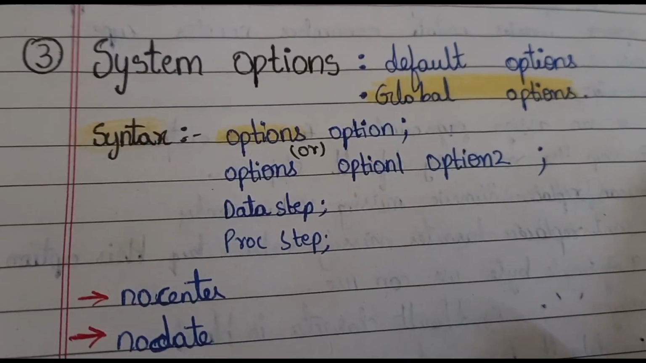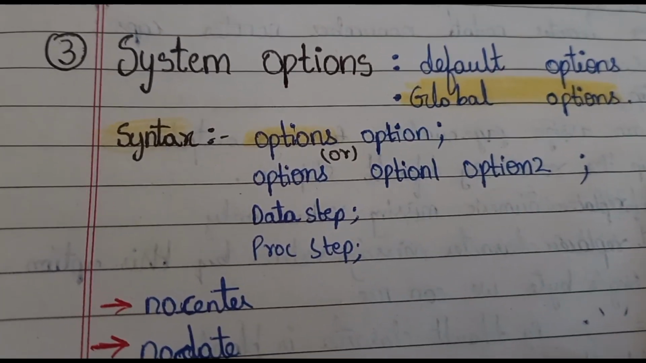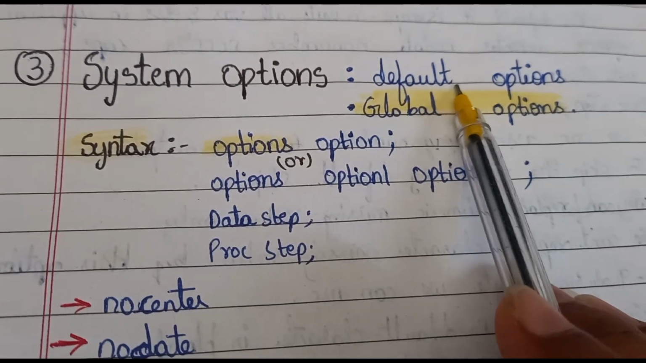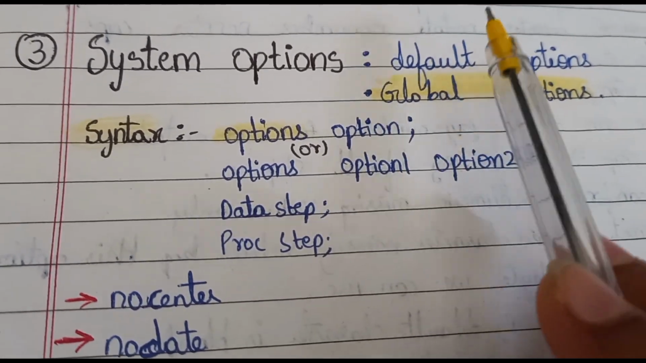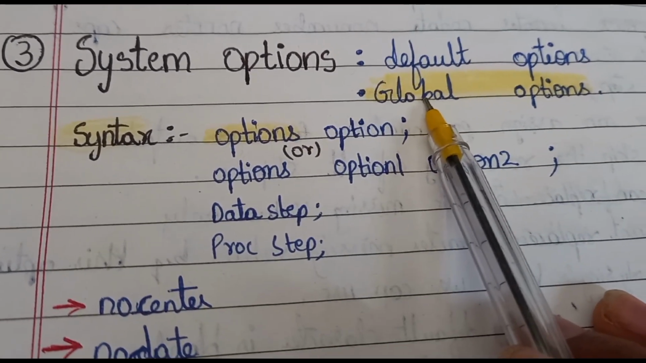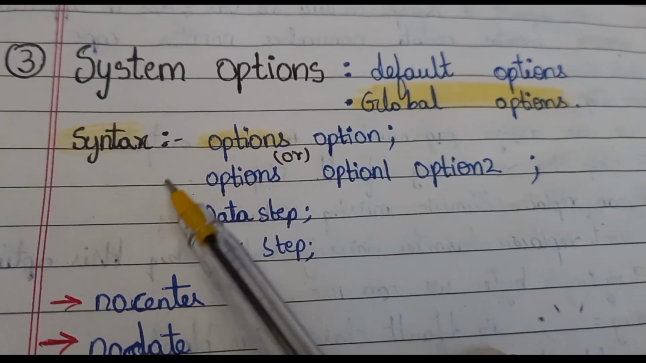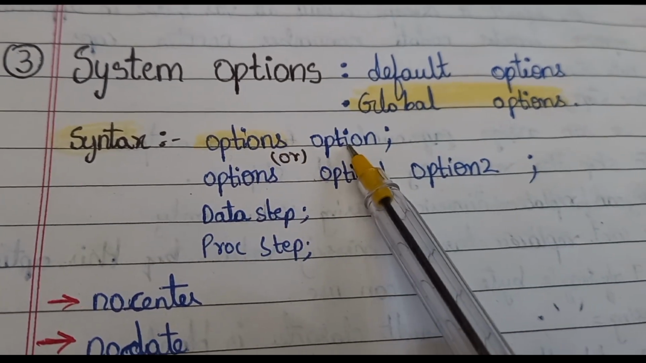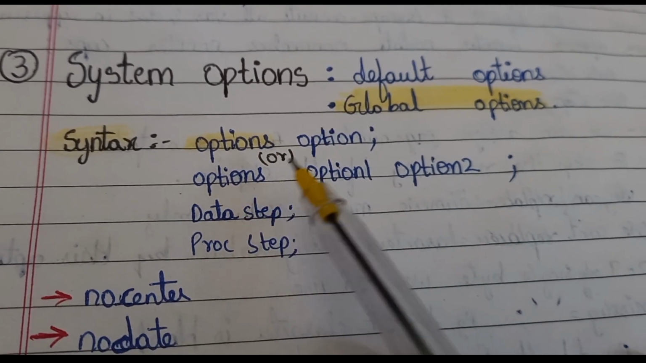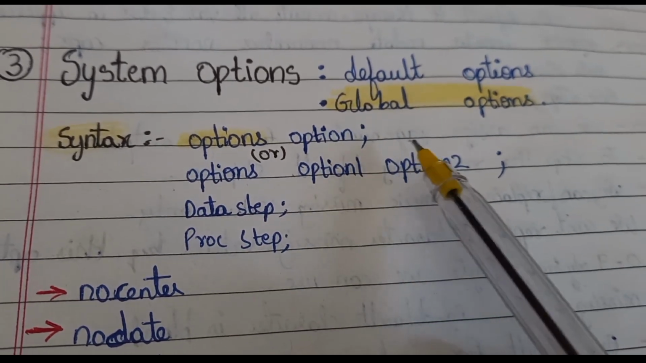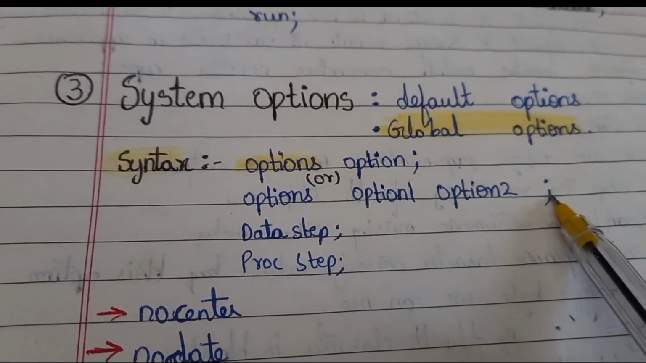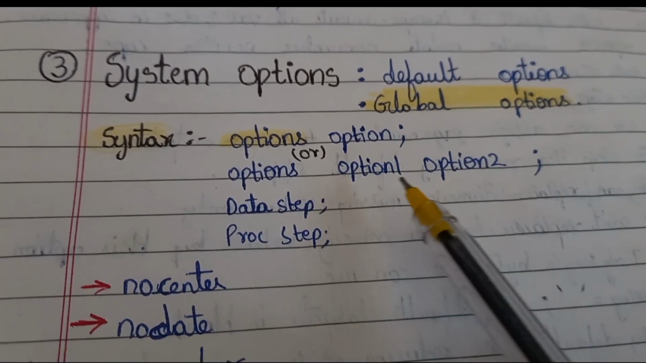Okay, now we are going to discuss global options or system options. They are nothing but default options when we install our SAS. When we install our SAS software, these options are also installed by default. You can see the syntax here: options, option name. If you are using multiple options, you can write options, option 1, separated by space, option 2, then give space, and option 3. Like that you can write multiple options.